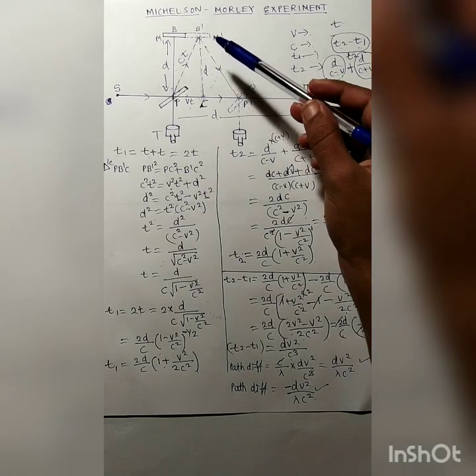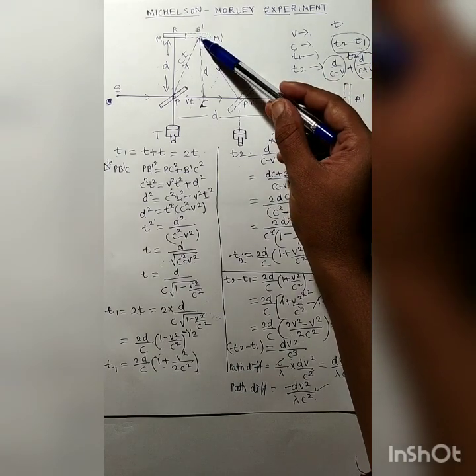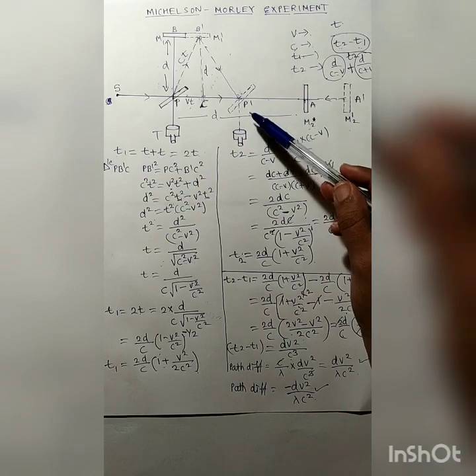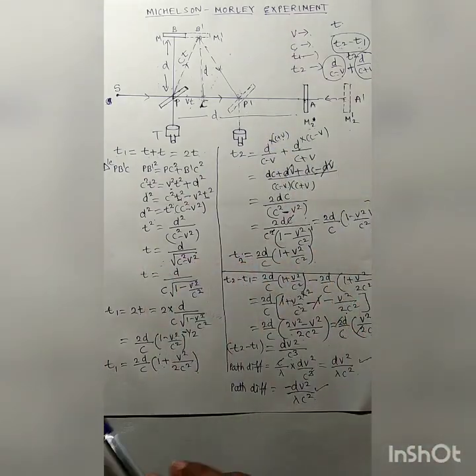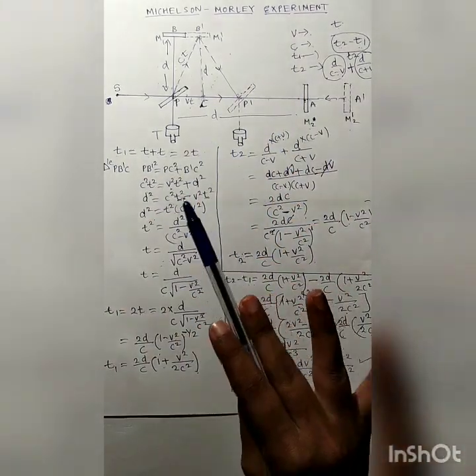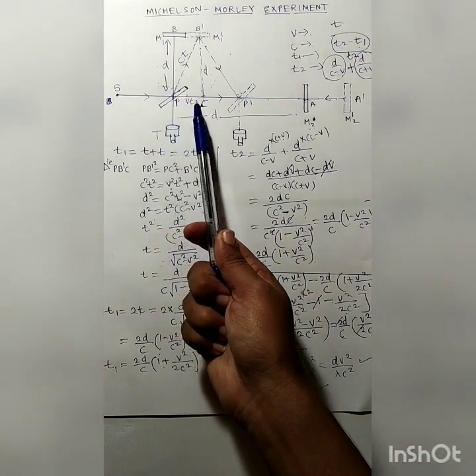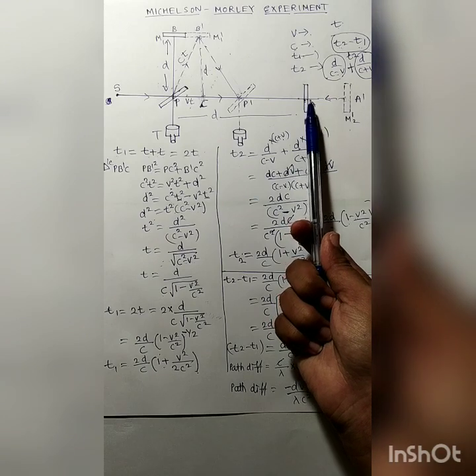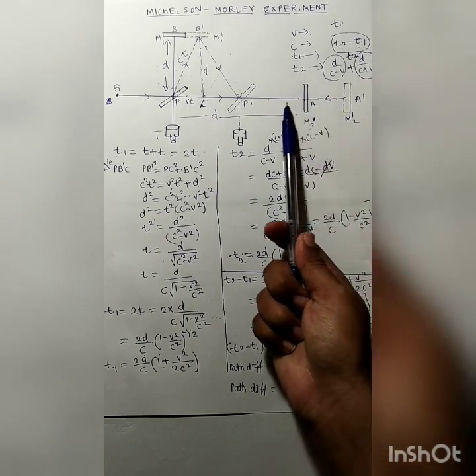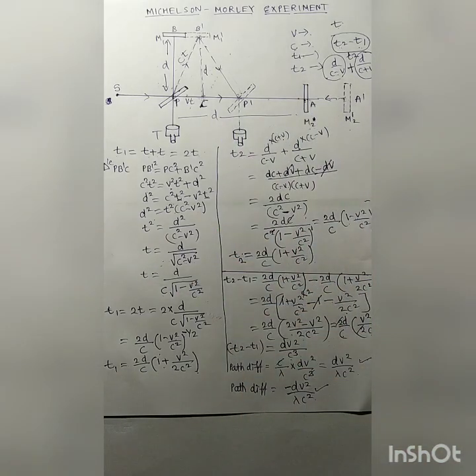Then the reflected ray will be incident on B dash instead of B, because the experimental setup is moving with the velocity v. This whole setup is moving with velocity v because it is on the surface of the earth. When the ray is incident on mirror M1 dash, it will come back to P dash because of the movement of the setup. Then the transmitted ray will come out from P, and instead of being incident at A, it will be incident at A dash and come back to P dash. So these are the paths covered by the reflected ray and the transmitted ray.